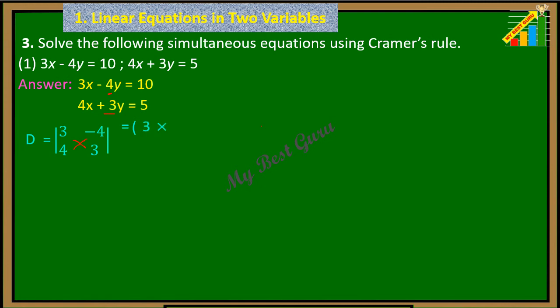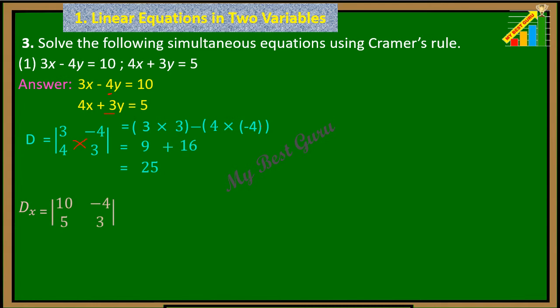So 3 multiplied with 3, minus 4 multiplied with minus 4. So you will get the value for this is 9 minus minus; this minus and this minus will become plus. 4 multiplied with 4 is 16. So 9 plus 16 is 25. Now we will find out the value for Dx, for finding the x coordinate.